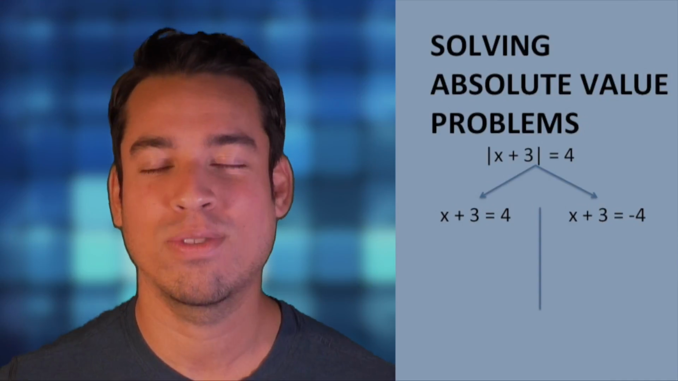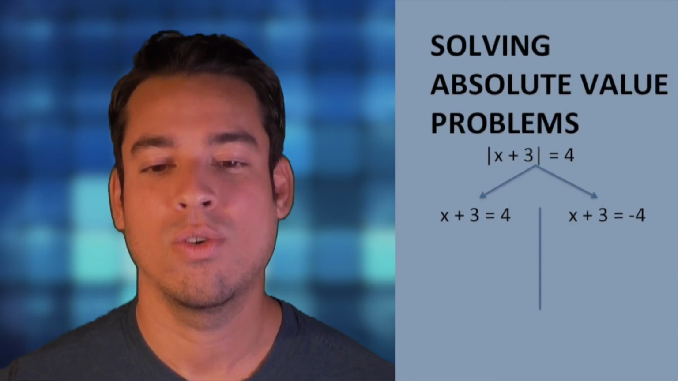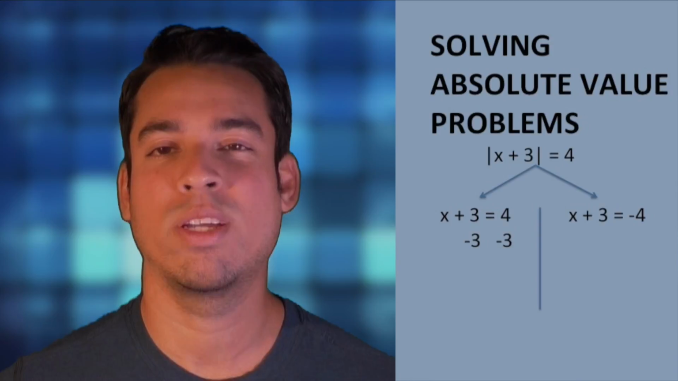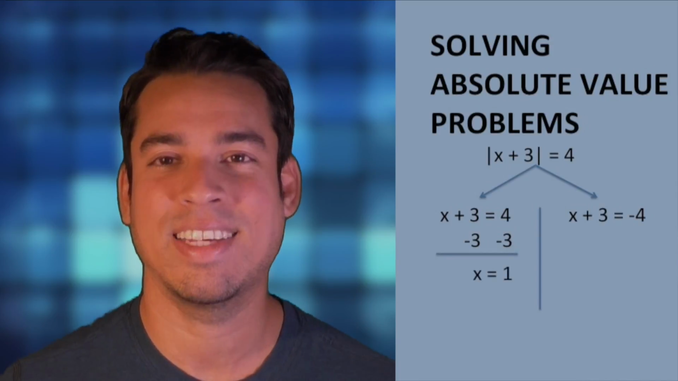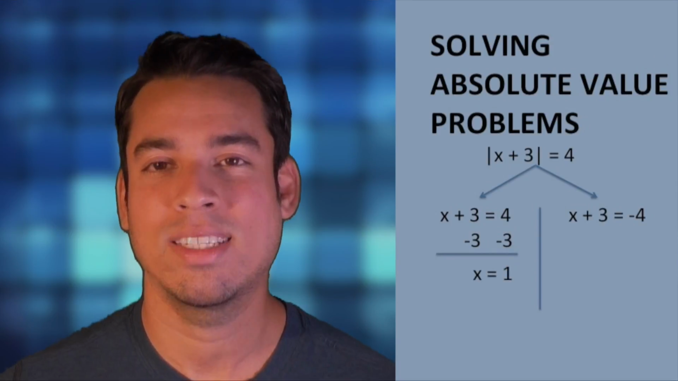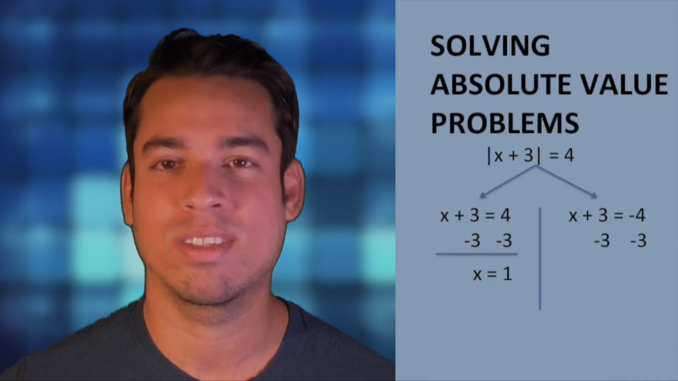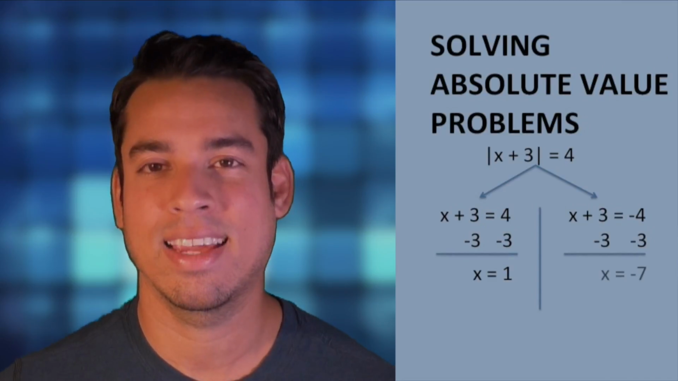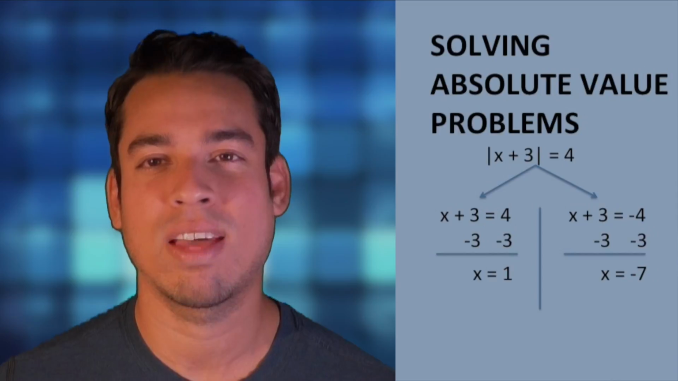And now we just solve these 2 equations. On the left, we subtract 3 from both sides and we get x equals 1. On the right side, we subtract 3 from both sides, and we get x equals -7. Both of these values are solutions.